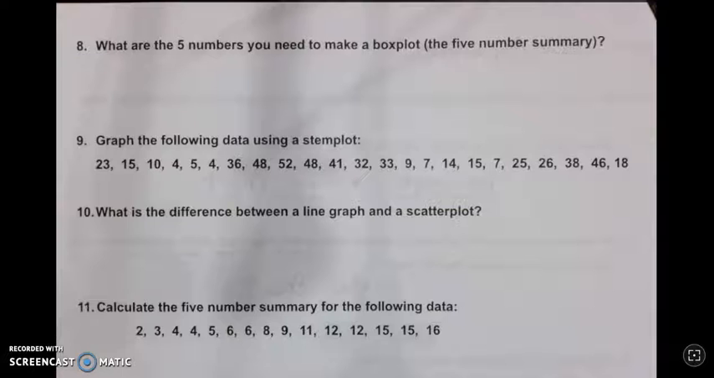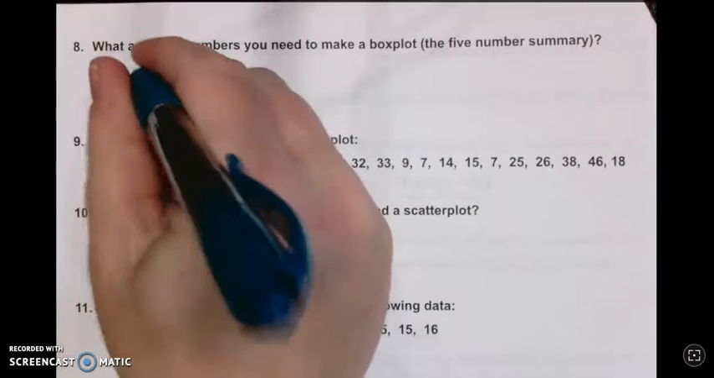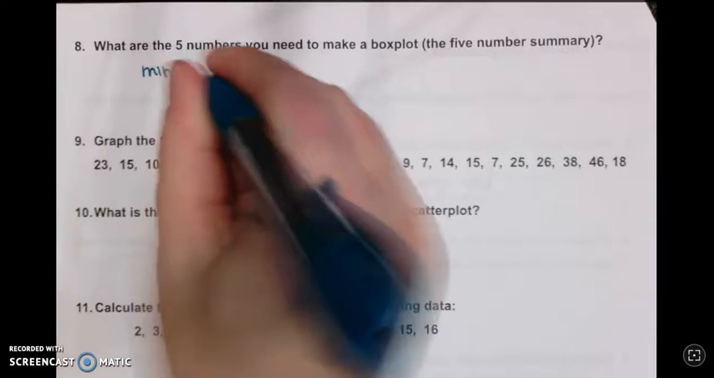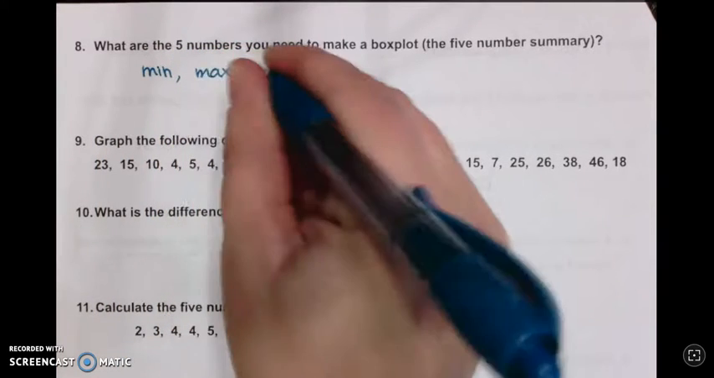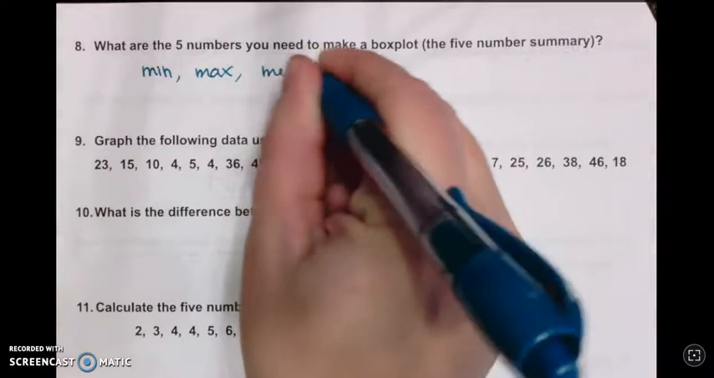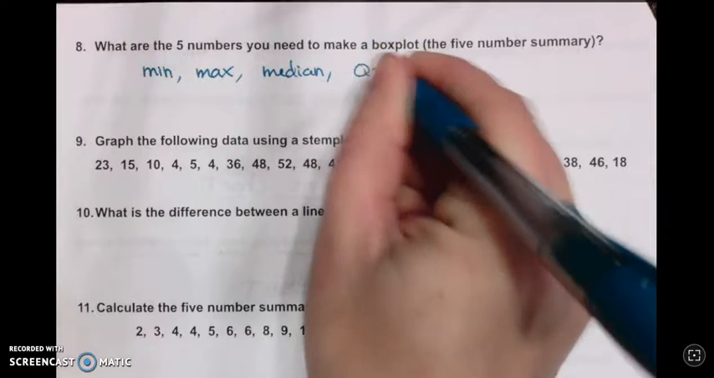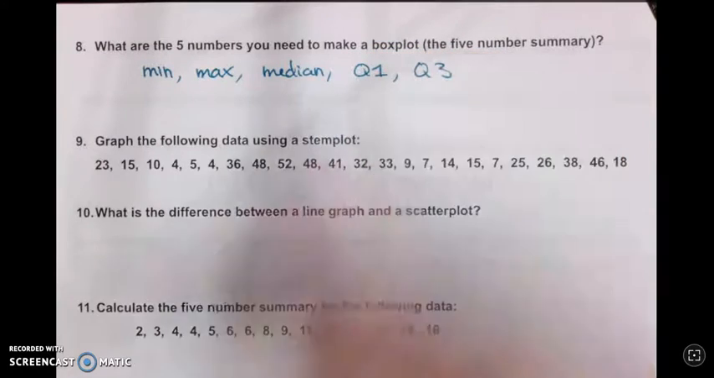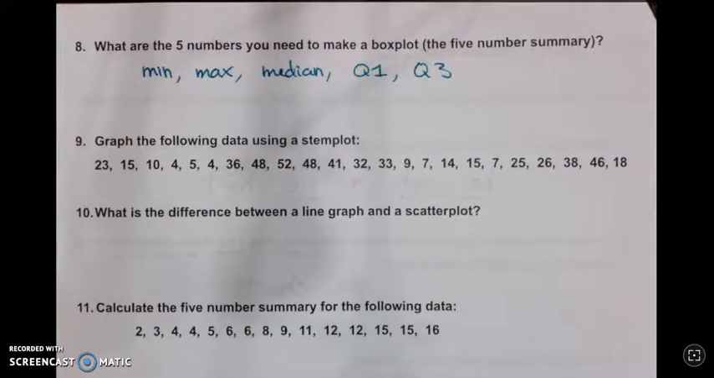In number 8, I'm asking for the 5 numbers you need to make a box plot. So I'm asking for the 5-number summary. And I'm not asking for the numbers because I didn't give you any data to get the numbers. It's just what are they called. So those 5 numbers you need are the minimum, the maximum, the median, quartile 1, and quartile 3, which you can just abbreviate with the Q's. But those are the 5 numbers for the 5-number summary.